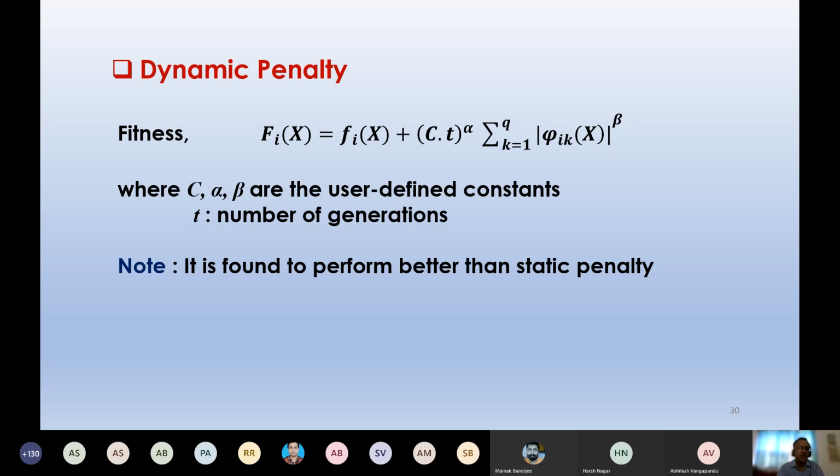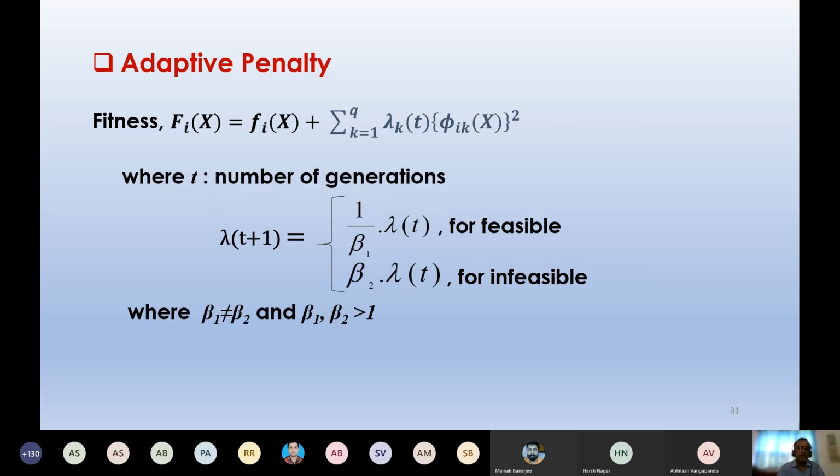I'll be solving one numerical example. Don't worry, you'll see that it will become 100% clear. Now I'm going to the concept of adaptive penalty, which is also very important. According to the concept of adaptive penalty, the modified fitness capital FIX is nothing but small FIX plus summation k equals 1 to q, lambda kt, phi ikx square. Once again, phi ikx is nothing but the deviation. Now here there is one parameter that is user defined initially, and after that, with the iteration, it will be calculated using this particular relation. This is lambda kt.